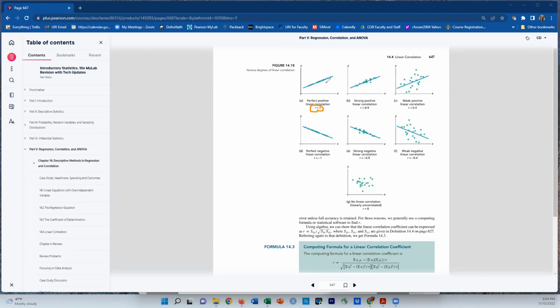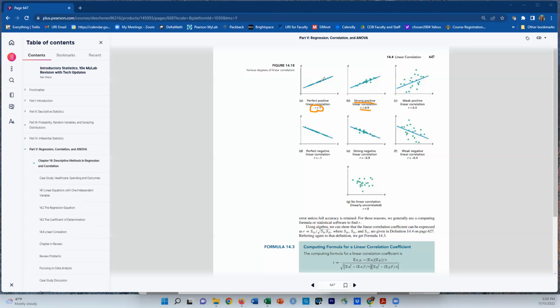R equals 1 tells us nothing about the slope. All it tells us about is how close these points are to landing on this line. If you have a strong positive linear correlation, here's an example of one that has an R of 0.9. You have some points that kind of come off the line. And by the way, this is what's called a scatter plot.